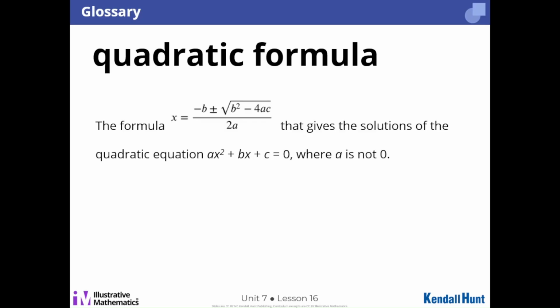To do this, we simply look at a standard form quadratic equation. We identify the a, which is the number with x squared, the b, which is the number with x, and the c, and then we simply substitute those in everywhere we see a, b, or c in the formula.